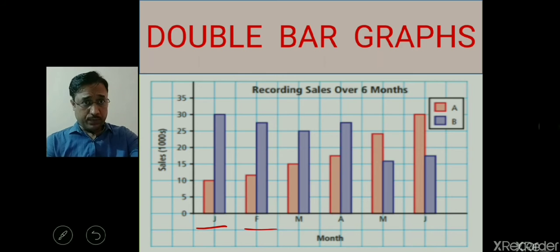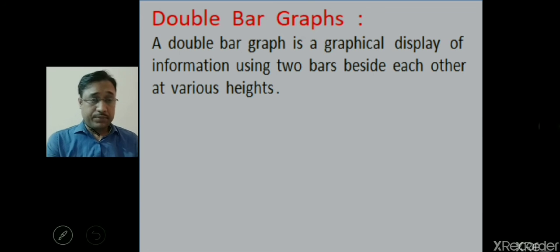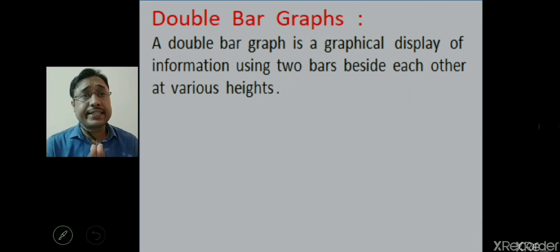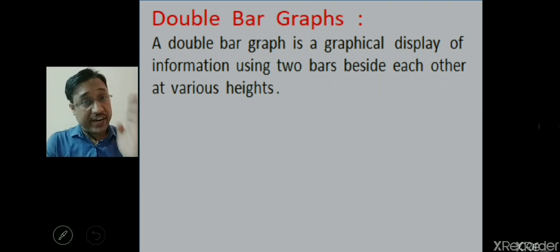Okay, so now we will see in detail, first of all, what a double bar graph is. What we can understand from this is that the double bar graph is a graphical representation, or a pictorial display of information, using two bars beside each other at various heights. That means their height will vary based on the numerical data related to it, which is represented on the y-axis, if you are representing the bars vertically.